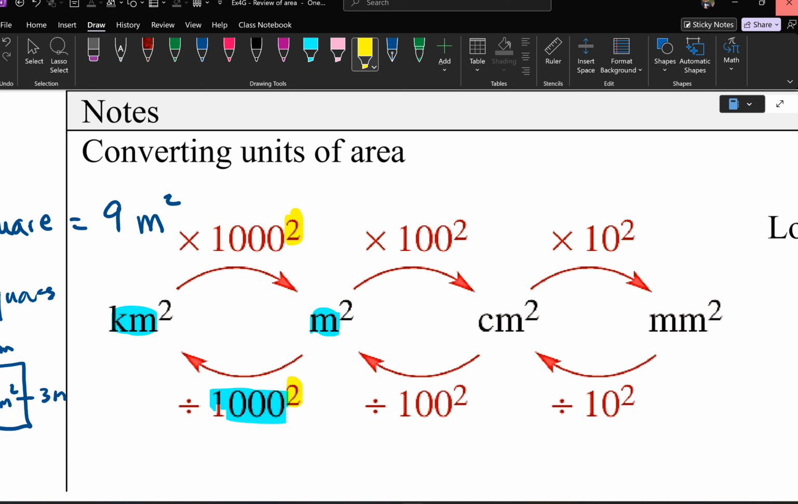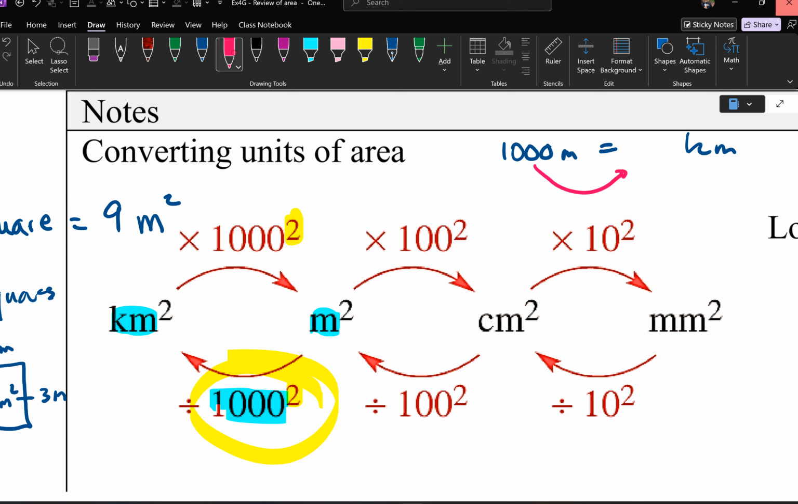But does anyone know why? Why is it 1,000 squared? So for lengths, if you want to convert 1,000 meters to kilometers, from 1,000, you need to divide by 1,000 to get 1 kilometer. So 1,000 meters equals 1 kilometer. But then why is it when you're converting, say, 1,000 squared meters into squared kilometers, why do you have to divide it by 1,000 squared? Anyone have a clue?